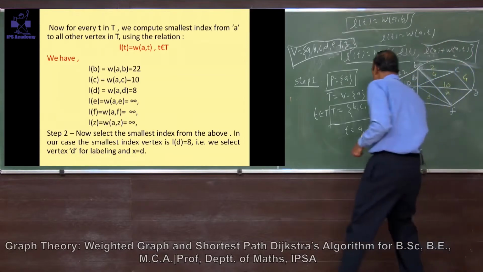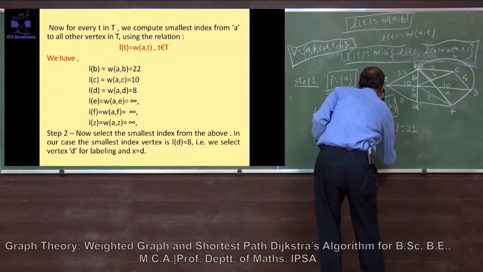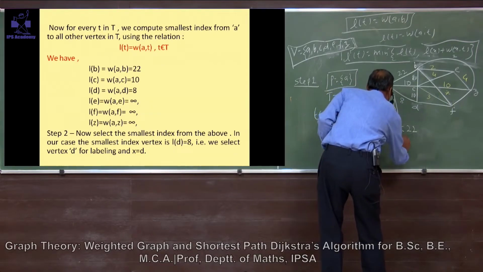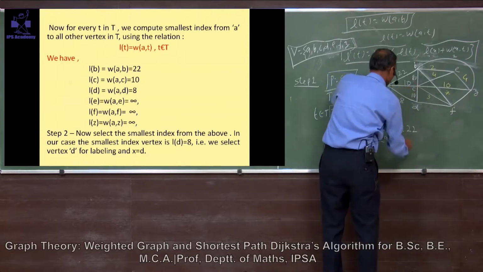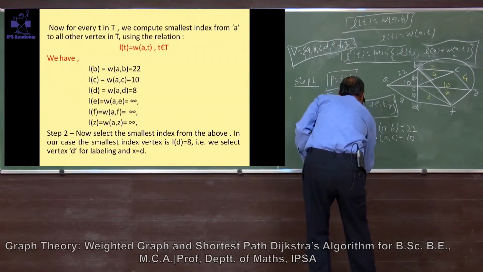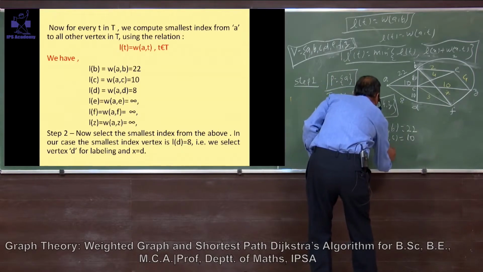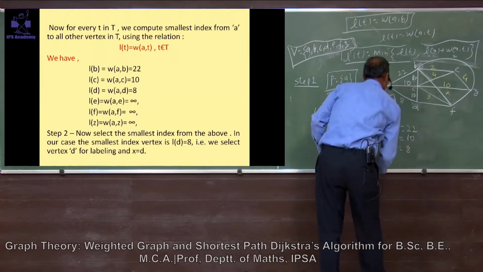Now for t equals C, this will be W(A, C). They are adjacent to each other, so we put 10 here. Then t equals D, so W(A, D) equals 8. They are directly connected to each other.